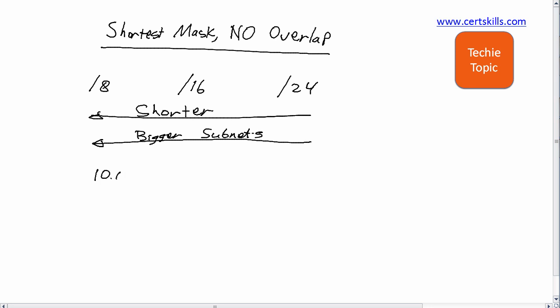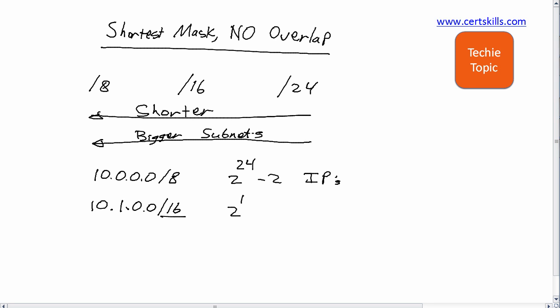For instance, let's just say I took Class A Network 10 and used subnet mask /8. That gives me 2 to the 24th minus 2 IP addresses. So that's a pretty big subnet. Then if I compare that to that same network, let's take one subnet of it, say 10.1.0.0 with a /16 mask, that's only 2 to the 16th minus 2 addresses in that one subnet. So the /16 mask gives you a smaller subnet than the /8 did, but the /8 is a shorter mask using this kind of terminology.